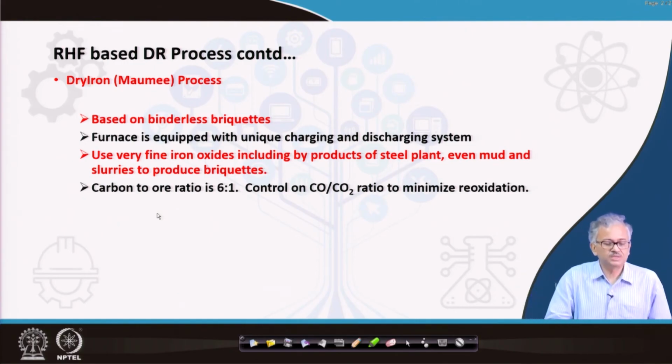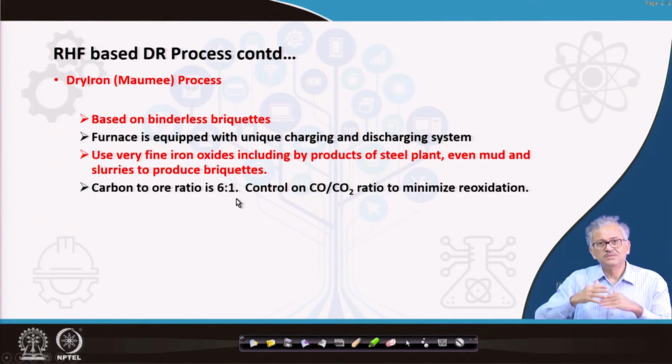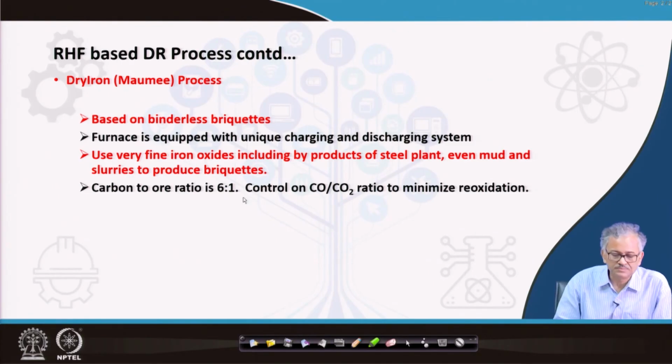So, that has to be maintained. That's why they have used the carbon to ore ratio. Carbon is very high, such that the CO in the gas, even after post combustion above, over the pellet layer remains quite high. Okay.